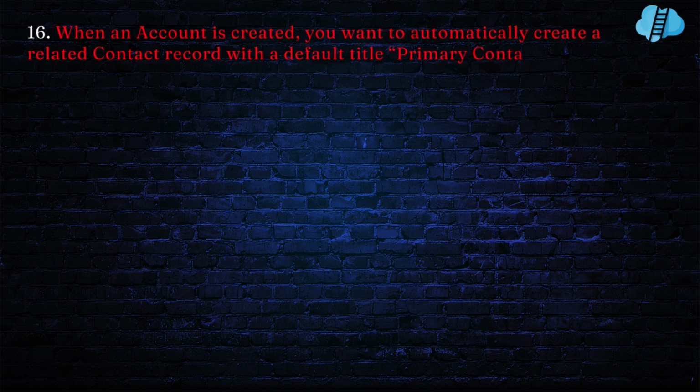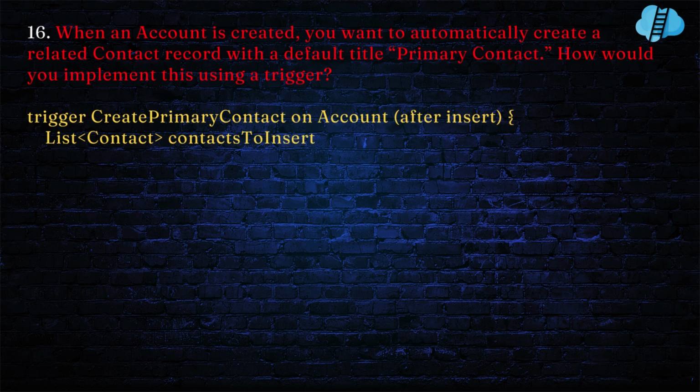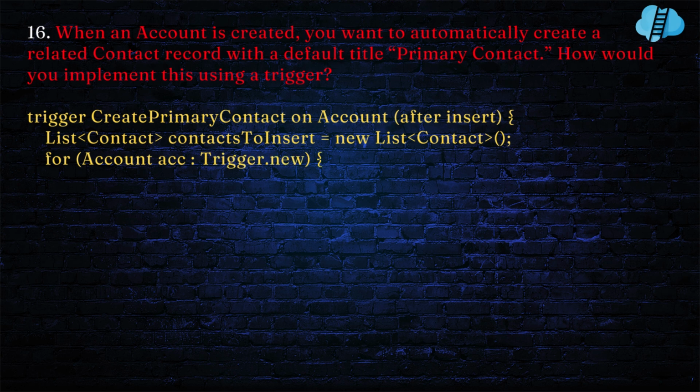16. When an account is created, you want to automatically create a related contact record with a default title, Primary Contact. How would you implement this using a trigger? Define an Apex trigger named CreatePrimaryContact that fires after an account record is inserted. We use after insert because we need the account ID of the newly created account to link the contact.